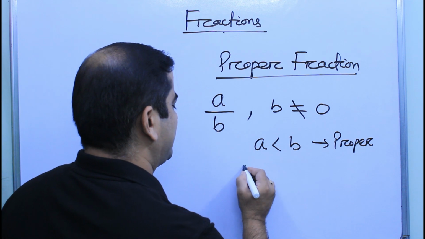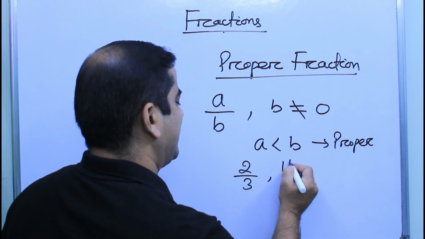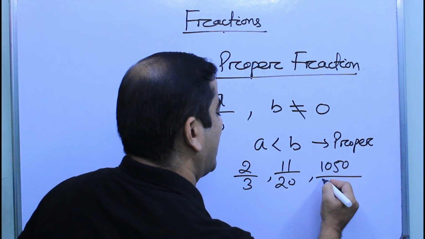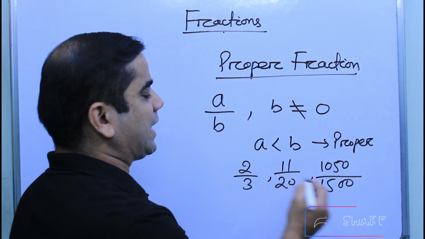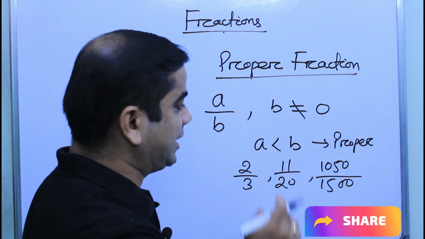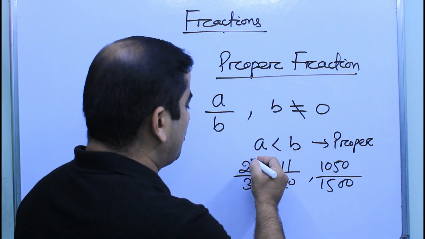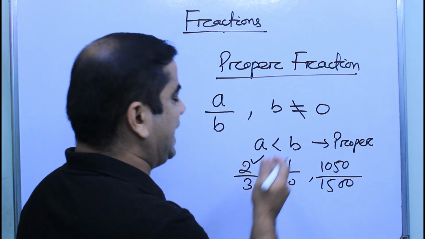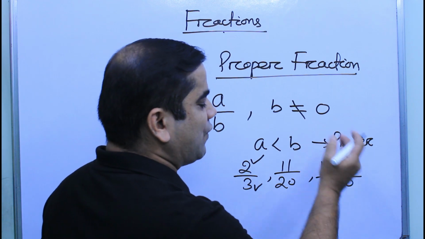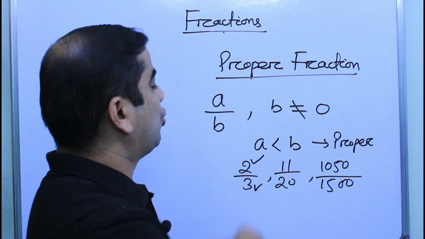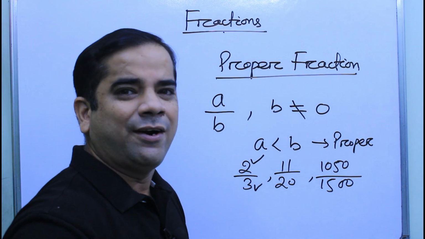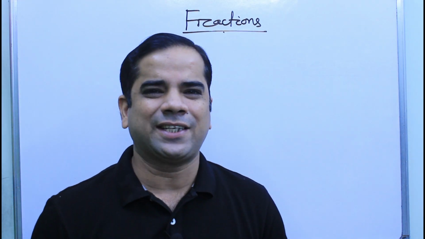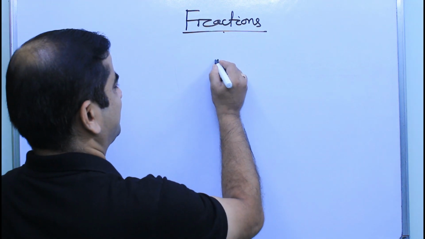For example, 2 by 3, 11 by 20, 1050 divided by 1500, all these fractions are proper fractions because in all these cases the numerator is smaller than the denominator. 2 is smaller than 3, 11 is smaller than 20, 1050 is smaller than 1500. So these fractions are called proper fractions. Hope you understand. Students, let us now discuss about improper fraction.